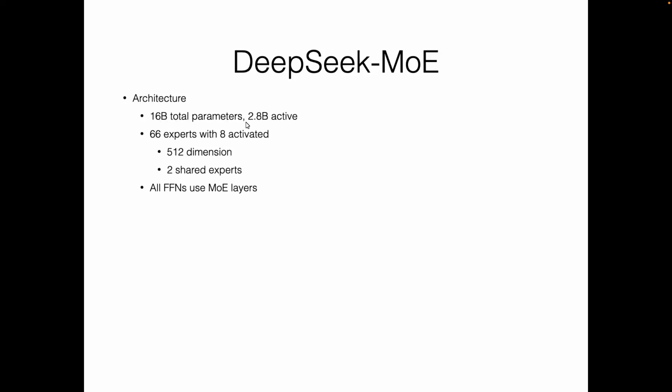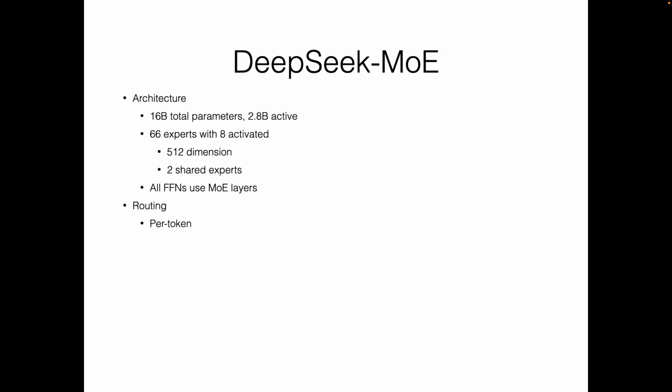You have 16B total and 2.8B active. They chose to have 66 experts with 8 activated. And if you remember, they proposed the idea of shared experts. So they have 2 of them, and then you route to the rest of the 64. Concretely, they have this 512 dimension, so they are splitting it up into fine-grained experts. And again, as I mentioned before, all of the feed-forward network layers are using the mixture of experts layer.